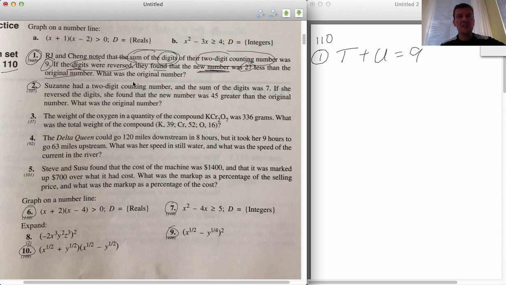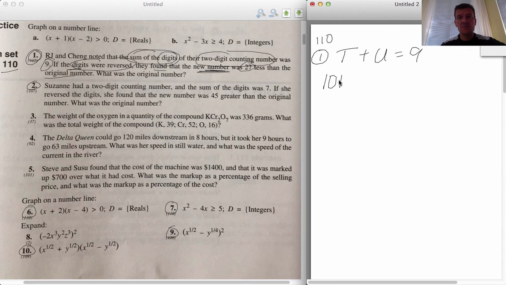So how do we represent these numbers, not knowing what they are, but just knowing that there's a value in the tens and a value in the units? Well, if the digit is in the tens, then it is 10 times that digit to get its value plus the unit. That would be the actual value of the two-digit counting number, 10t plus u. That's the original one. The new one, the reversed one, would be 10u plus t.